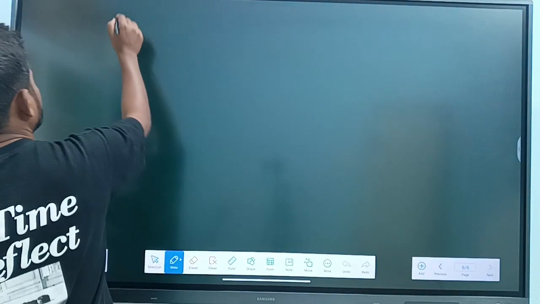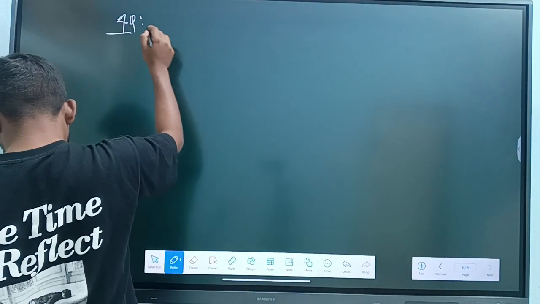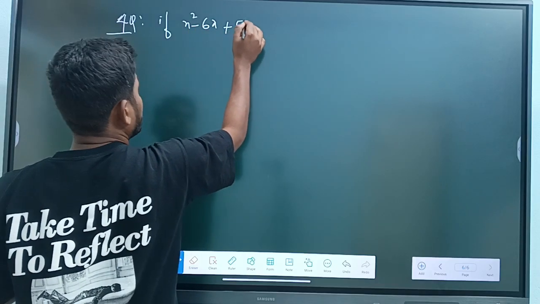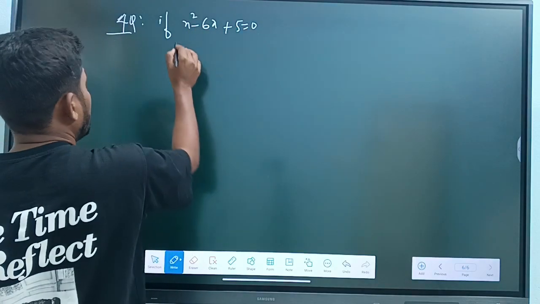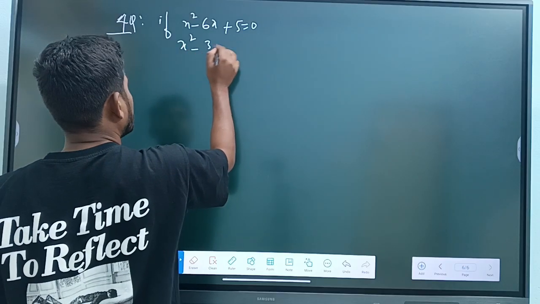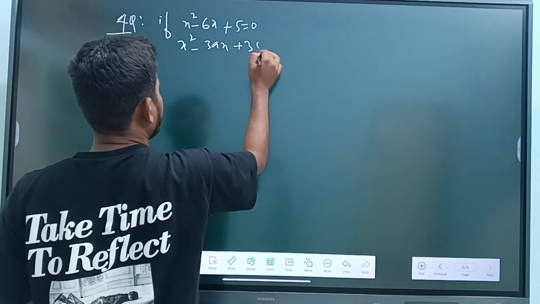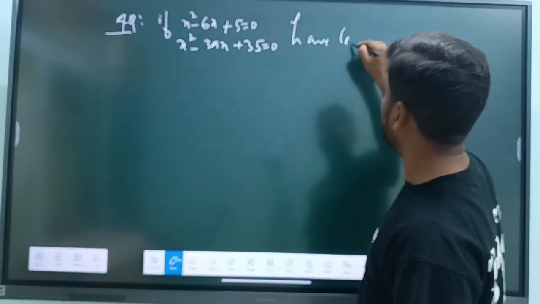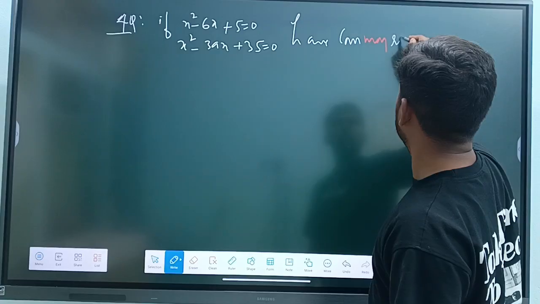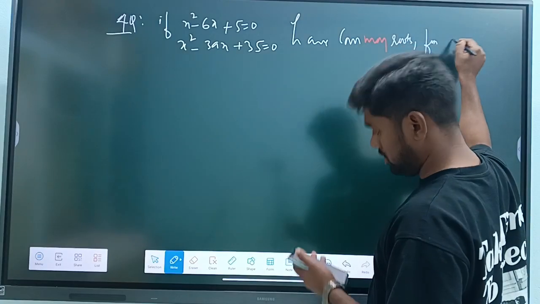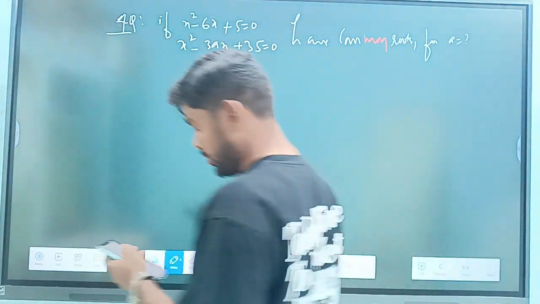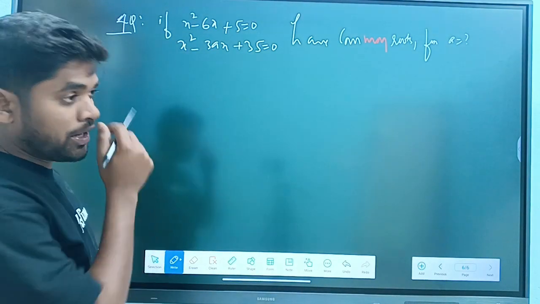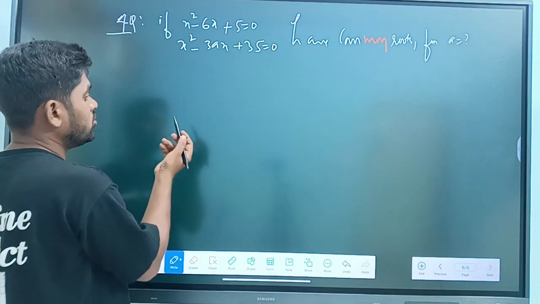Next fourth question. Simple. x square minus 6x plus 5 equal to 0 and x square minus 3x plus 35 equal to 0 have common root. Find a అనుకుంటా, ఎందుకంటే వాళ్ళు ఏ వాల్యూ ఏంటి అనుకుంటాం. సో ఇది కూడా నేను క్లాస్లో చెప్పినాను. సో కామన్ రూట్స్ వచ్చినప్పుడు కండిషన్స్ ఉంటాయి, ఏముంటాయి, కండిషన్స్ ఉంటాయి.